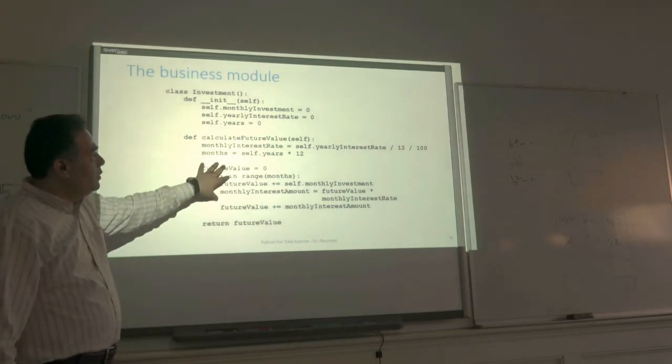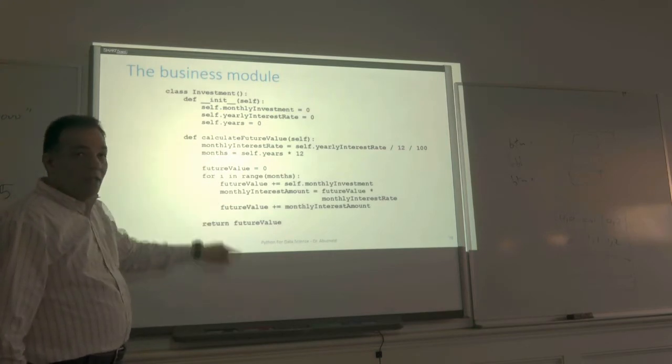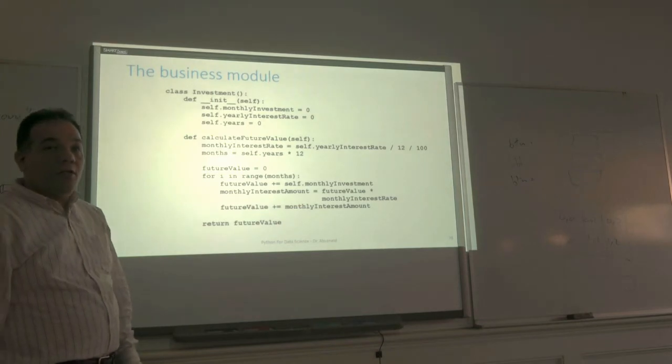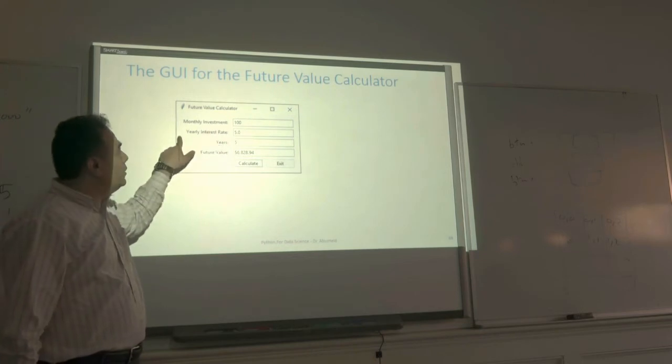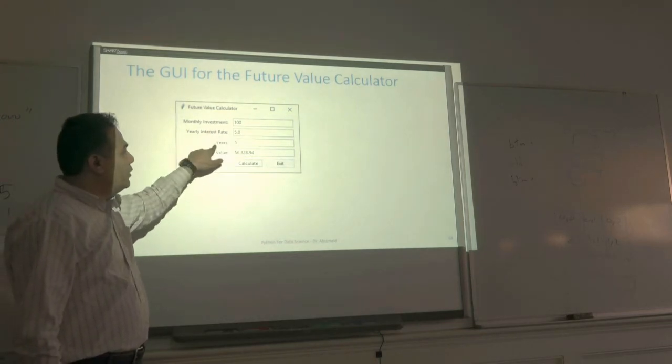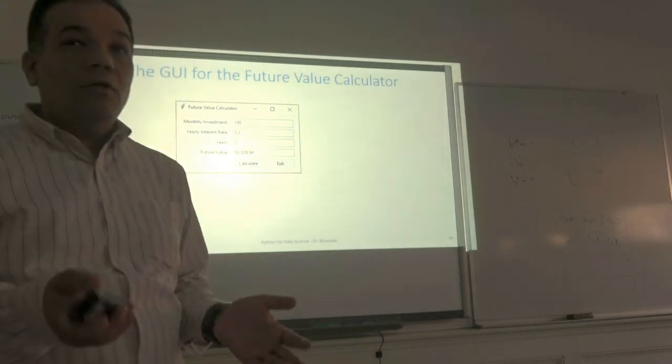So what is this? A method inside the class. If I call it, it will calculate the future value from the entry values. What are the 3 entry values? Monthly investment, yearly interest rate, and years. So that's the engine.